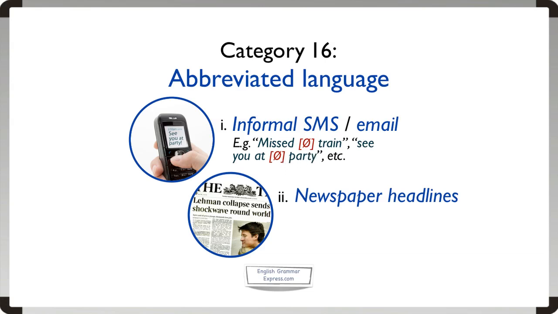The second example is for newspaper headlines. An example would be man found dead. Now, in normal conversation or writing, we would say a man has been found dead. But to make it easier and quicker to read, we remove the article. Similarly, in this example here, if you can read it, is Lehman collapse sends shockwave round world. In normal conversation, we would say the Lehman collapse has sent a shockwave round the world. But to make it quicker to read, we take off the articles. So that's our last category of special uses of zero article.